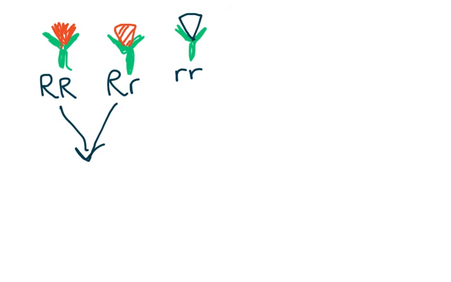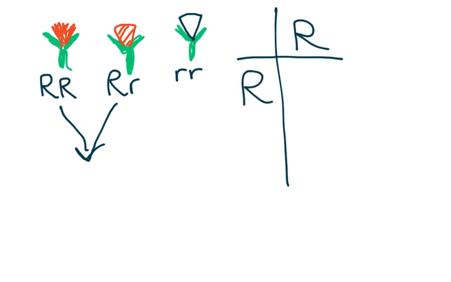Well, let's make our Punnett square. The red one can only give a big R, so I'm going to make just one column for this, and this one can give big R or little r. So you can get either a homozygous dominant, which is going to be red, or you can get a heterozygote, which is going to be pink. So it's going to be half and half.